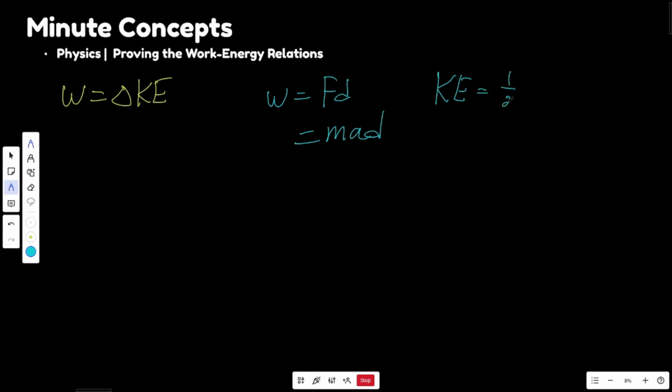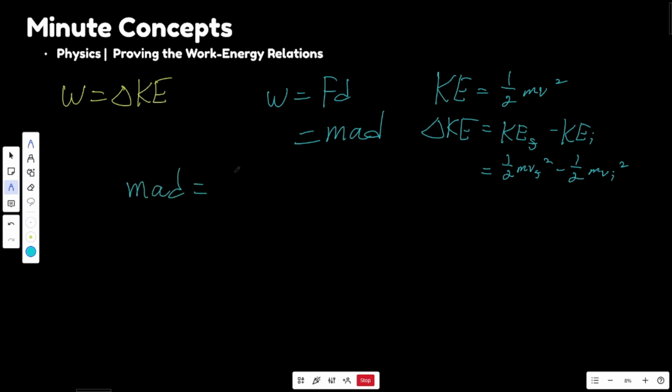Now, we also know that KE is equal to 1/2 mv squared, and to describe delta KE, it would be final minus initial, KE final minus KE initial, which is also equal to 1/2 mvf squared minus 1/2 mvi squared. So from here, we can try to equate the two, though obviously it wouldn't really make sense yet, because there's no d in the other equation.